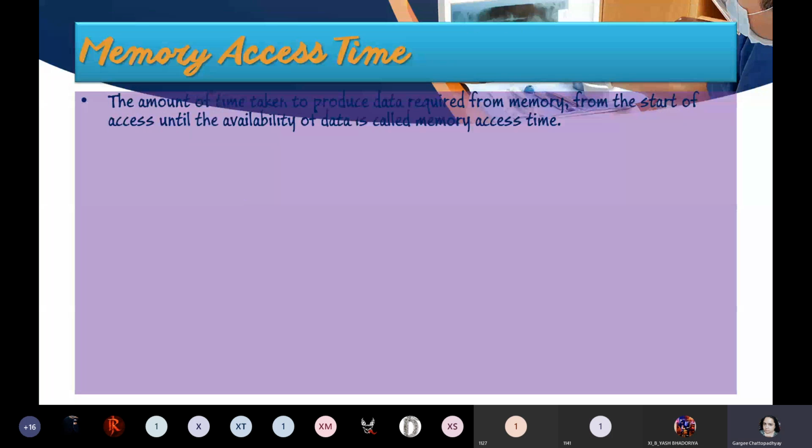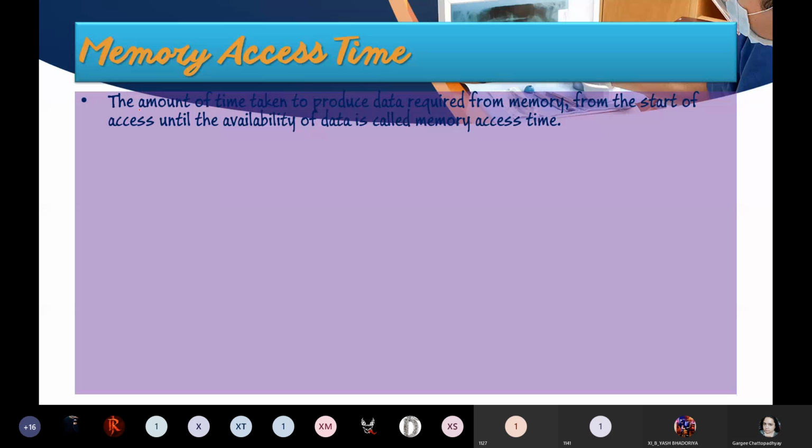The amount of time taken to produce data required from memory from the start of access until the availability of data is called memory access time. That is the time from when you provided the address of the data which is to be read from the memory till the time data is produced. That time is known as memory access time.